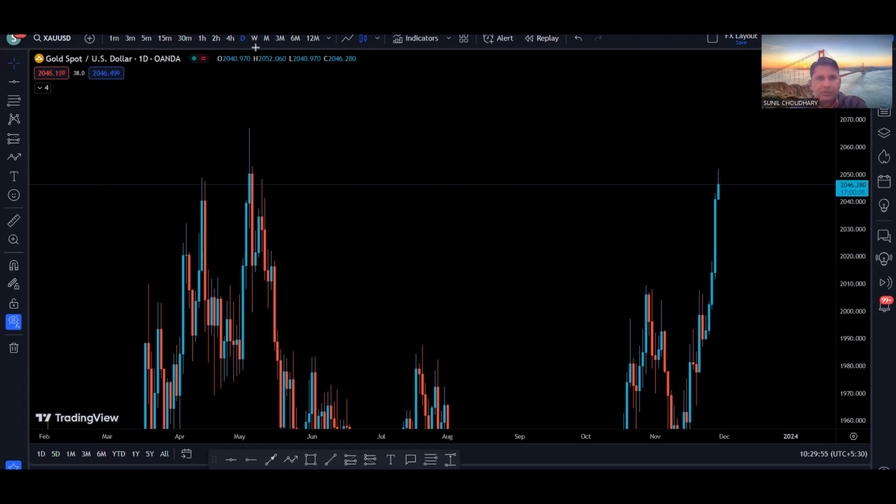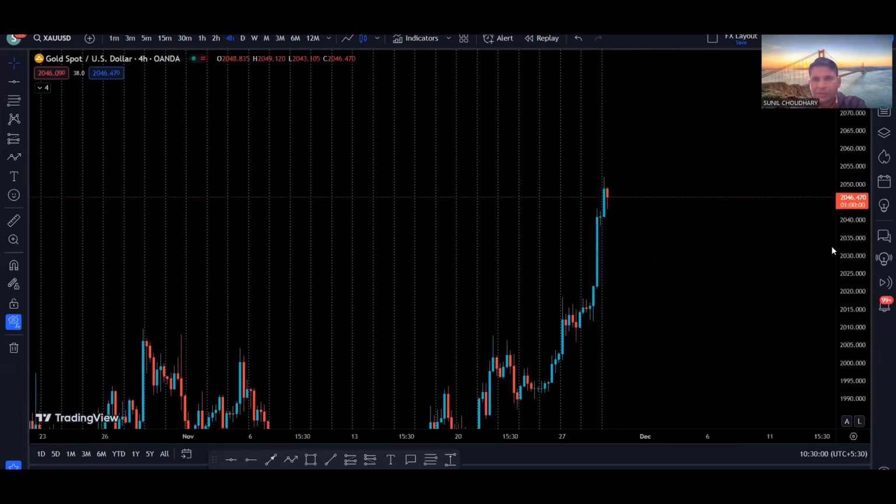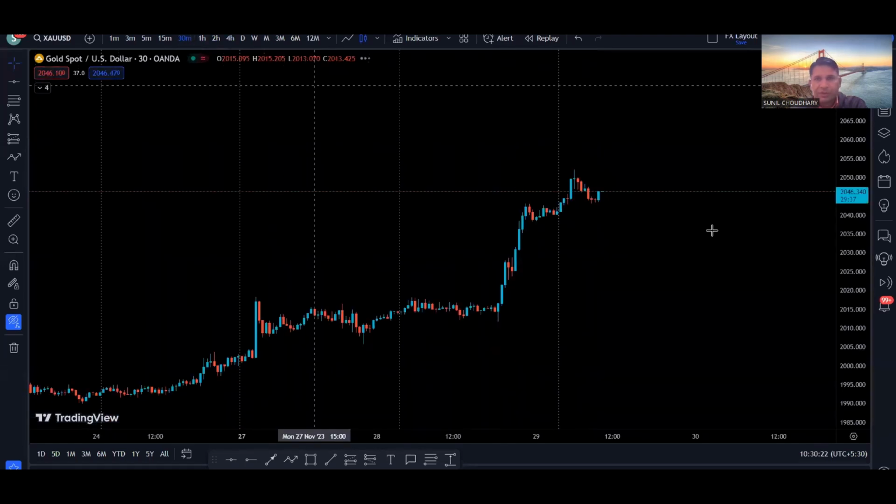Now let's go to the 4-hour and see what is happening. On the 4-hour, the situation is more or less the same. We made this big move to the upside, so price may continue going up, but at the same time we can come down for a potential pullback as well. Also, we saw on the daily time frame that we have a strong resistance on the left hand side. So let's go to the 30-minute time frame to see what is happening, right?